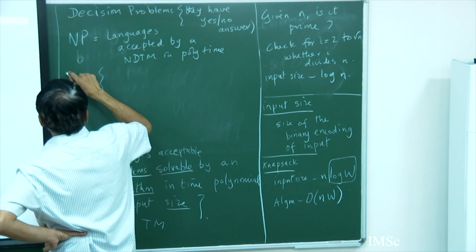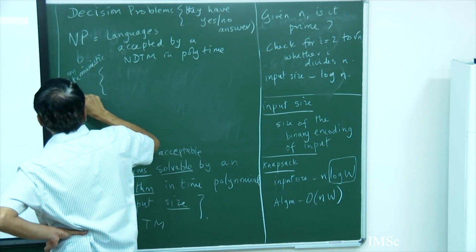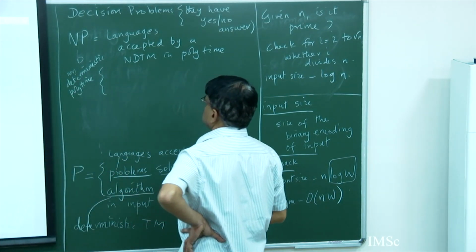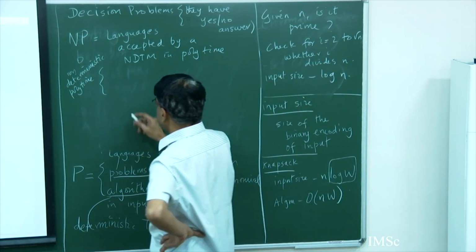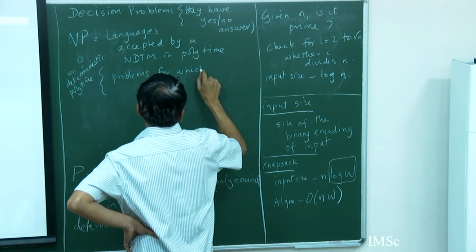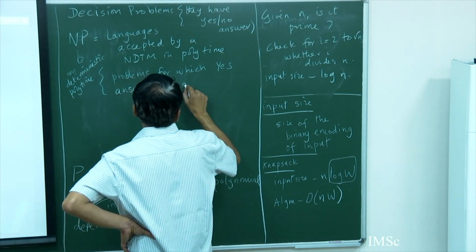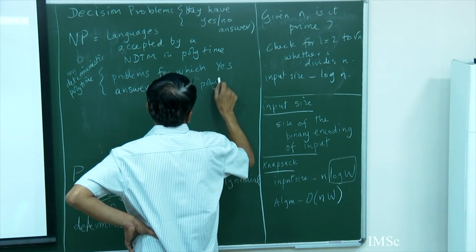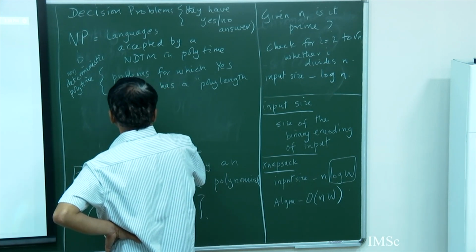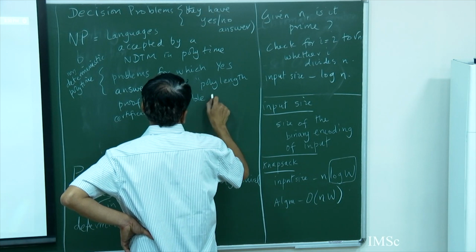So, let me just write it in this way: problems for which the yes answer has a poly length proof, also called a certificate, verifiable in poly time.